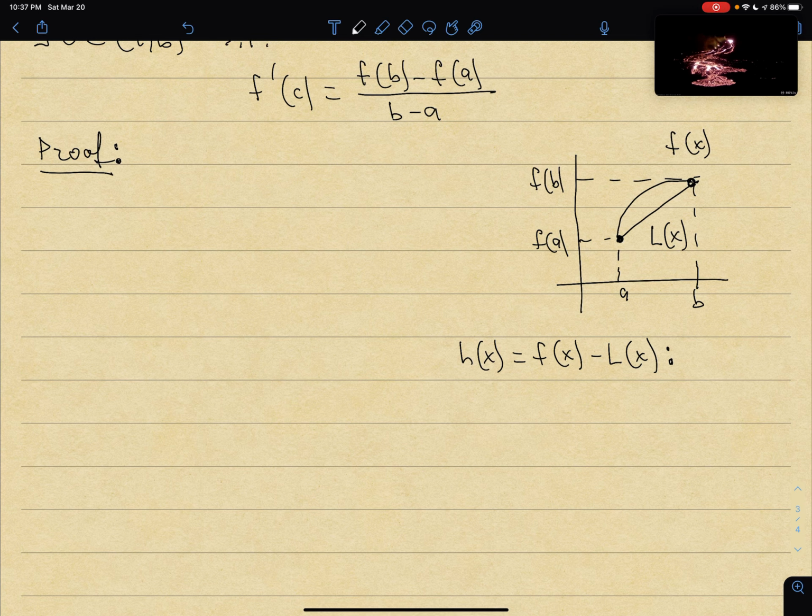So then the function h is continuous on the closed interval AB, differentiable on the open interval AB. But more than that, because f and L intersect at the initial point A and the final point B, it should be true that h of A and h of B, if I take the difference, are both equal to zero. Then h satisfies Rolle's theorem, and I should be able to say that there exists a point where the derivative of h is equal to zero. And from that, the proof will follow.